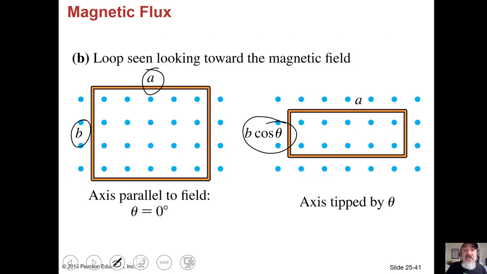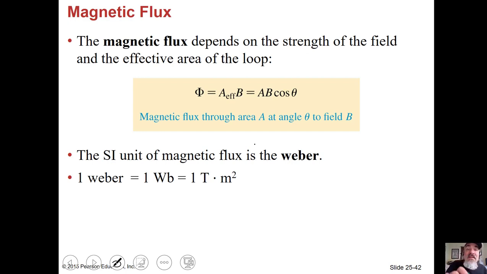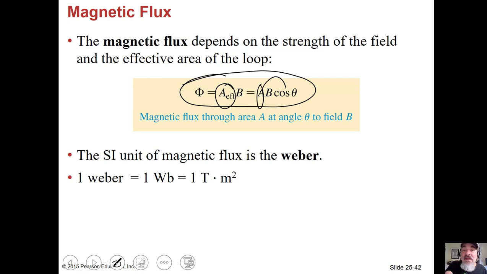This little b, it's maybe a bad choice of variables. This b is not magnetic field. They're just calling that side length little b. Okay, so finally, the magnetic flux, phi, is the effective area times B. So the effective area is area times the cosine of the angle between A and B. Okay, so the unit of this, Tesla times meter squared, is called a Weber.